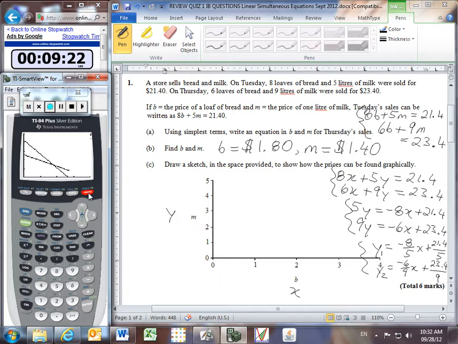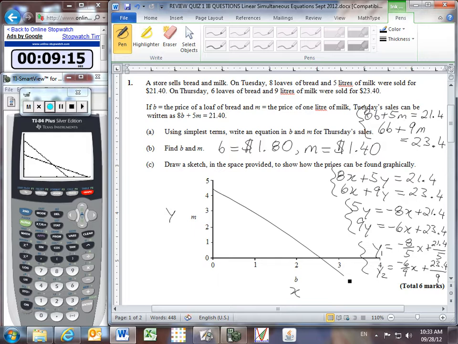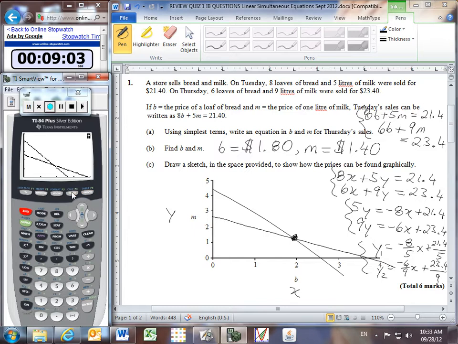So the first one went from just above 4 and came down between 2 and 3. And the second one started between 2 and 3 and came down all the way to around the end. And they intersect right here. In order to find that intersection point, I'll say second trace to go into the calculate menu, and then I'll come down to option 5, intersect.